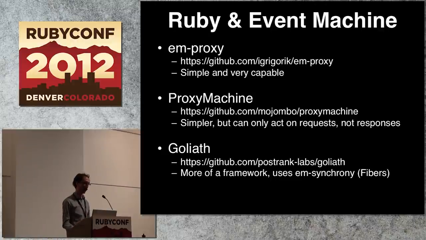And then there's Goliath, which is another thing based on all this EventMachine magic. It's more of a higher level framework. It still is pretty low level, but it then uses EM synchrony, which uses some fiber stuff. So it actually hides all the event stuff from you.